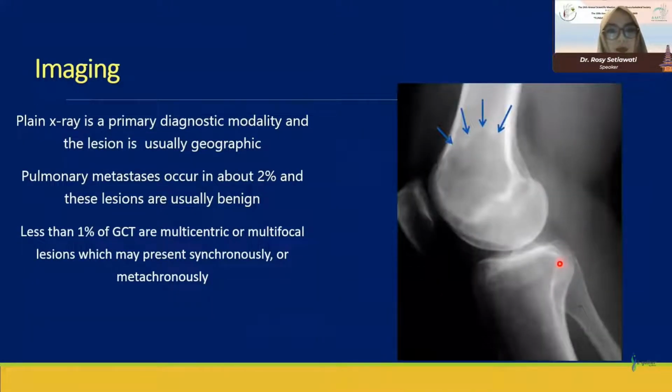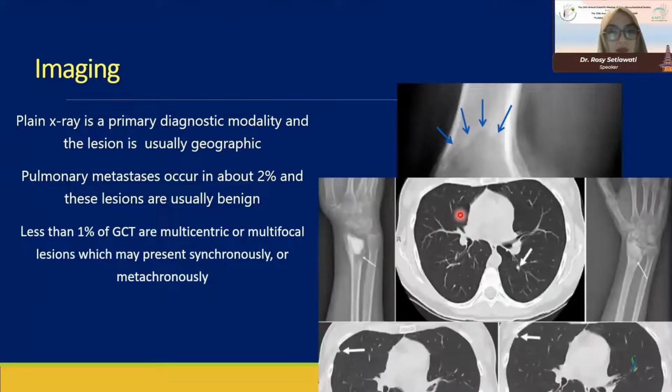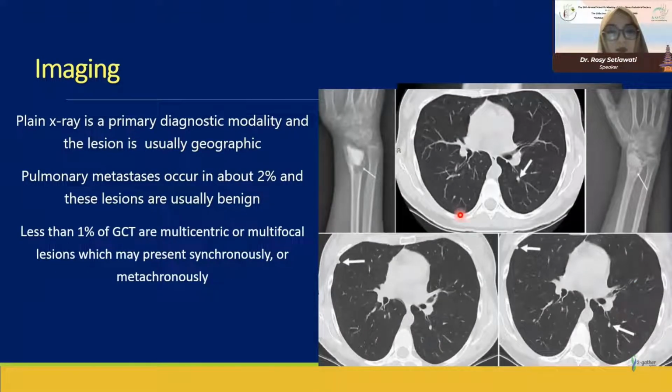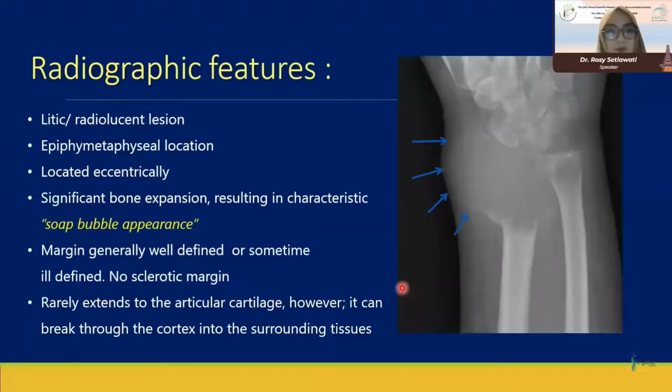The plain X-ray is the primary diagnostic modality, and the lesion is usually geographic. GCT has a 2 to 5% incidence of metastasizing to the lungs, with the risk being greater in the case of recurrent tumor, at an average of 3 to 4 years after initial diagnosis and index treatment. Pulmonary metastasis in GCT, sometimes called benign pulmonary implants, is typically slow growing and usually amenable to surgical resection with a prospect for cure.